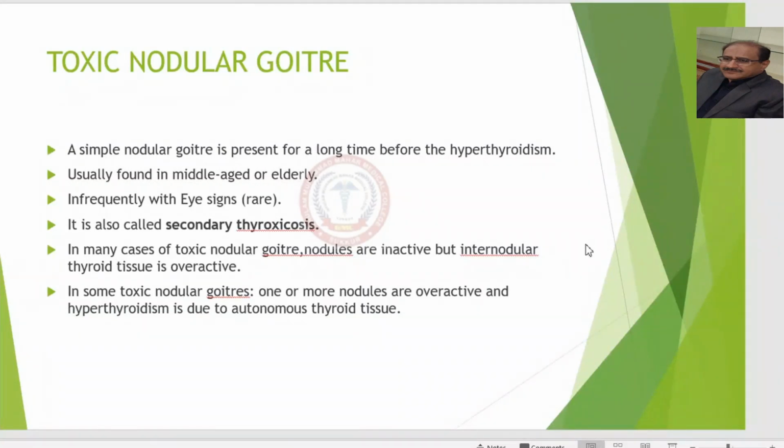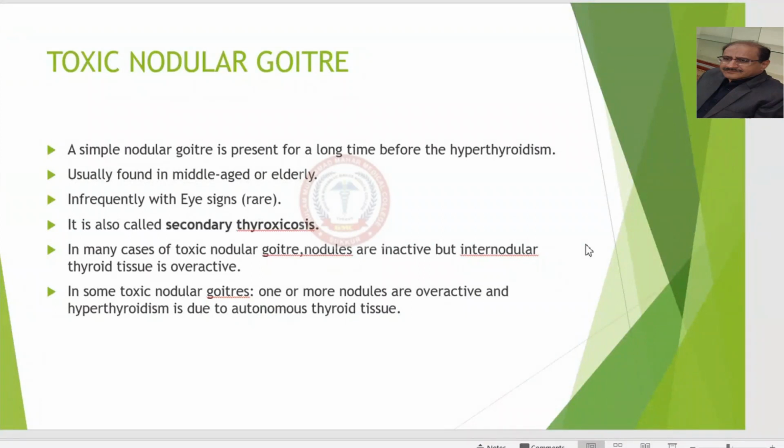Initially the multinodular goiter is present. That is a simple goiter, euthyroid, a normally functioning thyroid gland, no hyperthyroidism. But after 2 to 3 years, that multinodular goiter becomes toxic, hyperactive, secreting more quantities of thyroid hormones. That means hyperthyroidism has started. Then we call it a toxic nodular goiter. Do you follow my point?